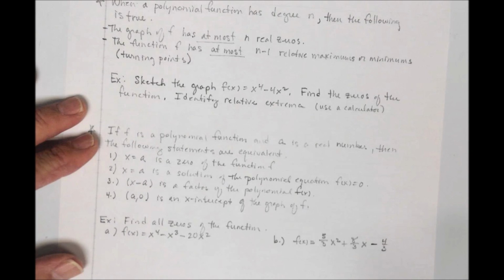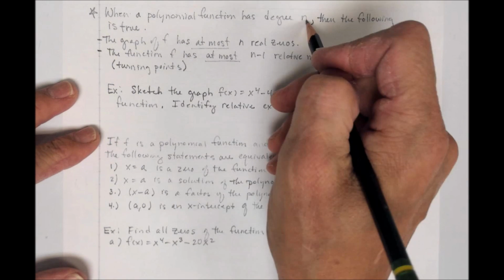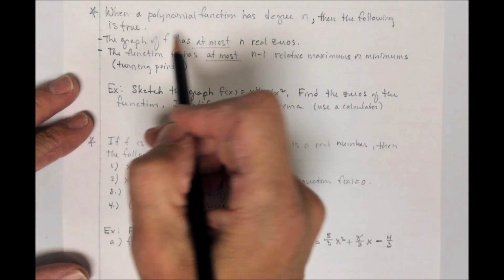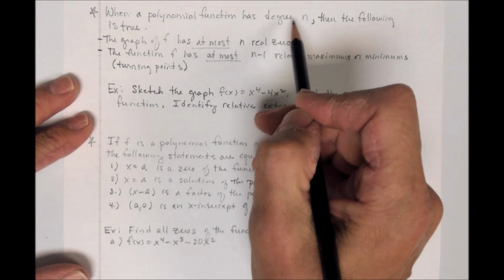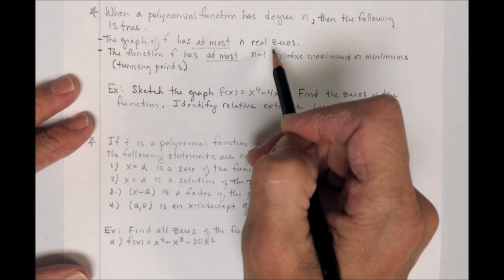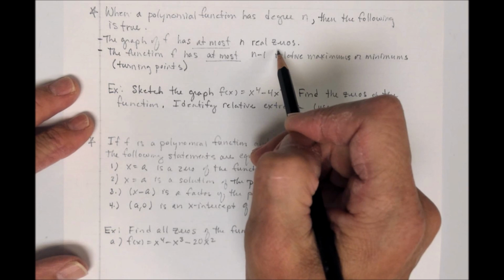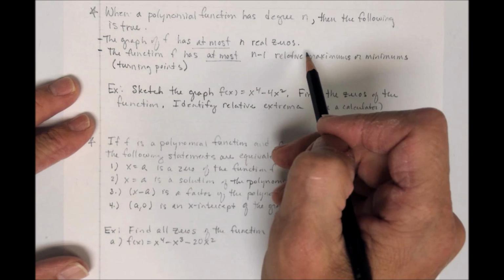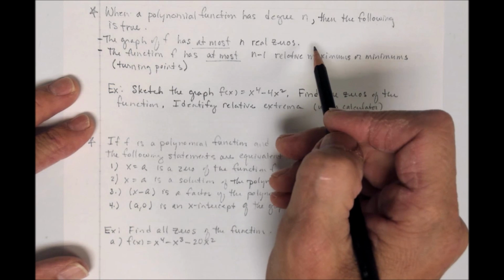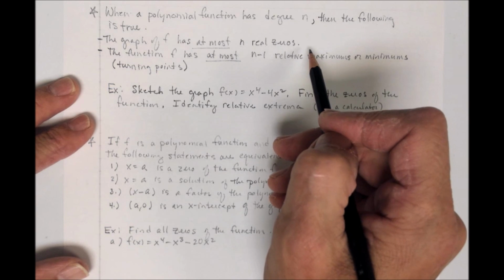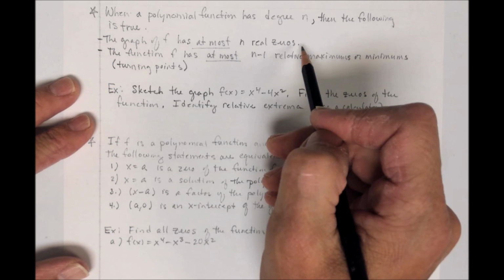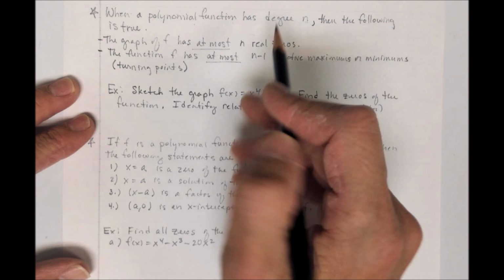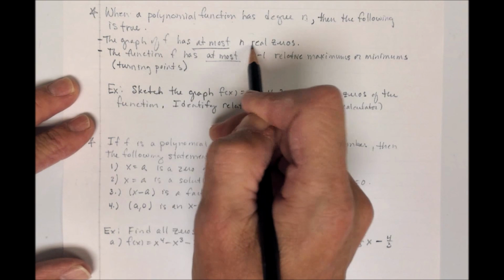All right, when a polynomial function has degree n, then the following is true. These are kind of like notes. With respect to zeros, remember zeros are those numbers that when you plug them into the function for x, it makes the entire function equal to 0. It makes the y equal to 0. It's kind of like the x values of the x-intercepts. So when you have a polynomial function that's degree n, you can have at most n real zeros.